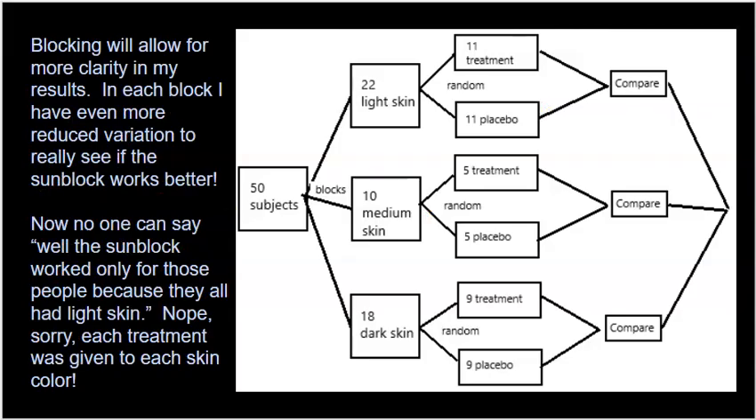So here's a picture of blocking. Got my 50 subjects. I create my blocks. I purposely made the sizes of the blocks different because, again, you can't control how many people have light skin, medium skin, and dark skin. So if I have 22 light skin, 11 randomly get the treatment, 11 get the placebo, 5 and 5 for the medium, 9 and 9 with the dark skin. And again, if you do have an odd number, it doesn't have to be perfectly even. You could do, for example, if I had 9 instead of 10 in the medium skin, I could do 5 and 4. That would be totally fine.